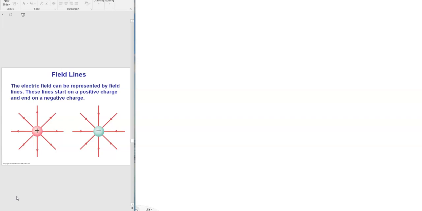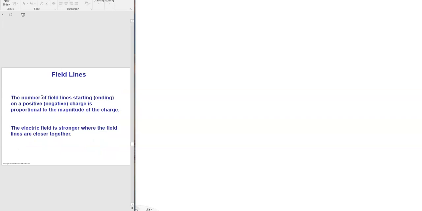It's a graphical representation to show what the electric field looks like around the charge. It's a convenient way to represent the shape of the electric field. So we'll look into a couple of different shapes of charges. So let's see what's next.